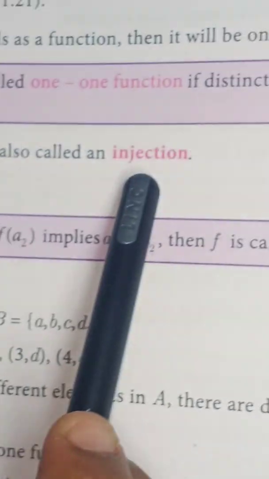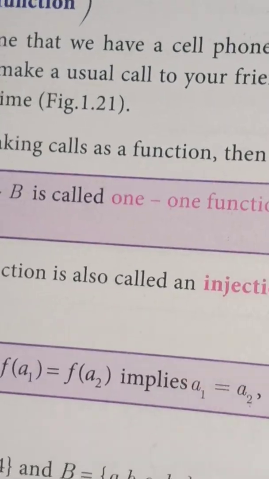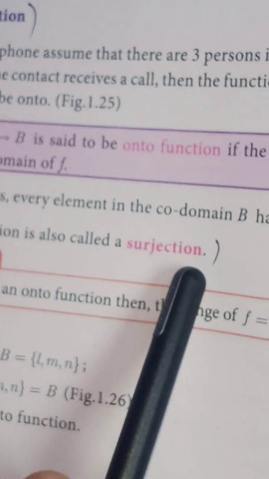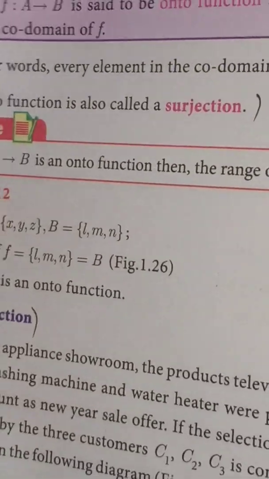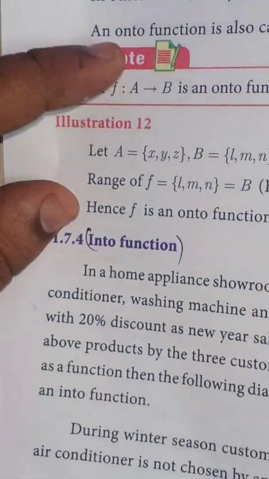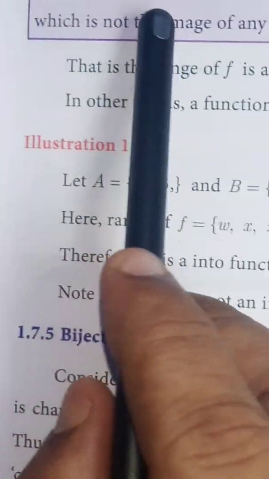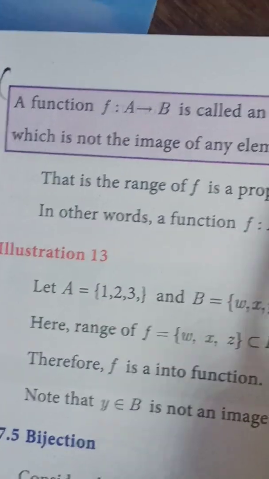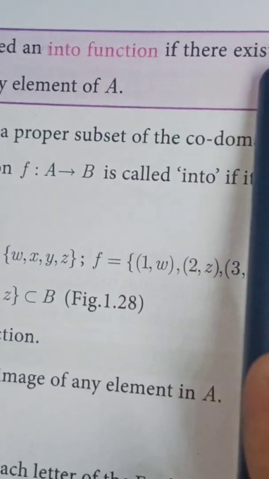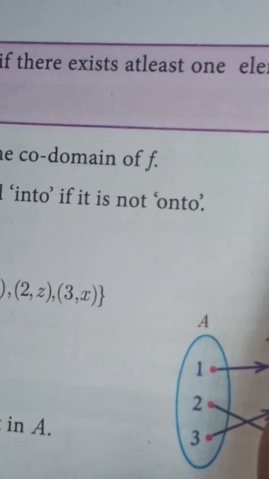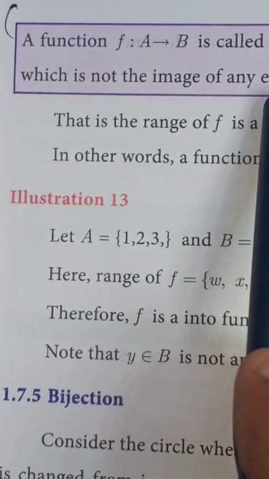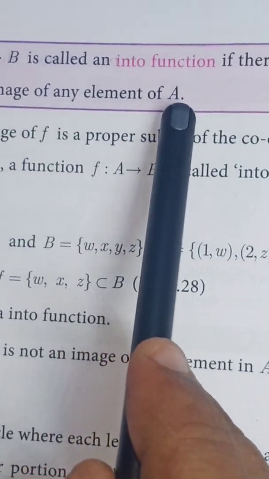What do you mean by injection? One-to-one function is called injection. Onto function is called surjection. Now, into function. Into function definition, here it is. A function f from A to B is called an into function if there exists at least one element in the codomain, B represents codomain, which is not the image of any element of A.